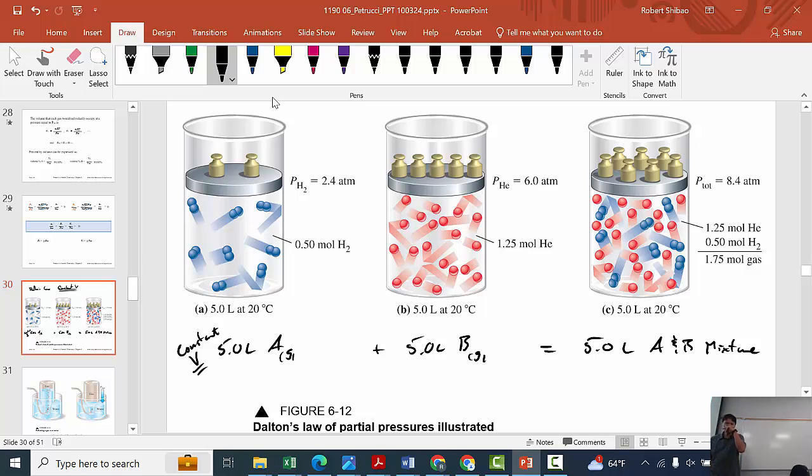It's just one way of visualizing the mixture. We can get the mole fraction and we can figure out what the pressure fraction is. So in this case here, we start off with 2.4 atmospheres of hydrogen plus 6 atmospheres of helium. And so when we combine these two, what's the total pressure going to be?